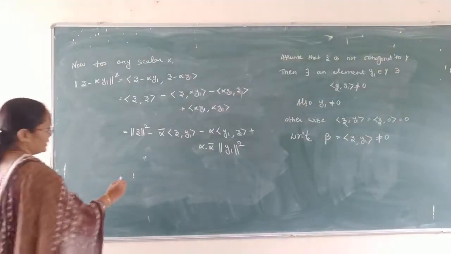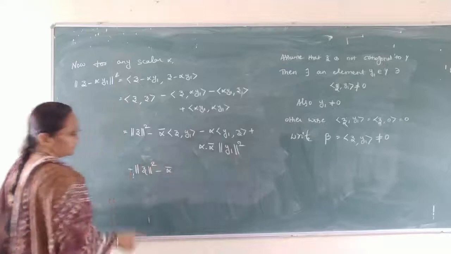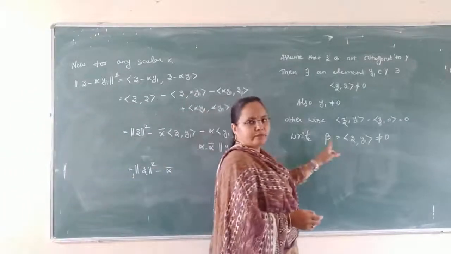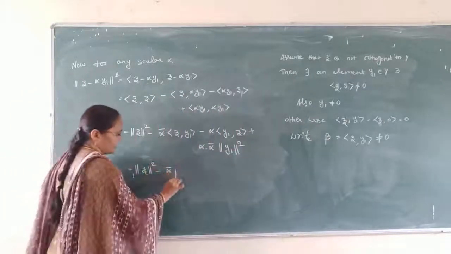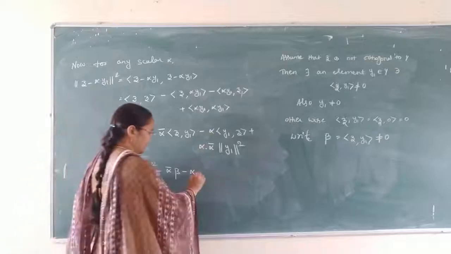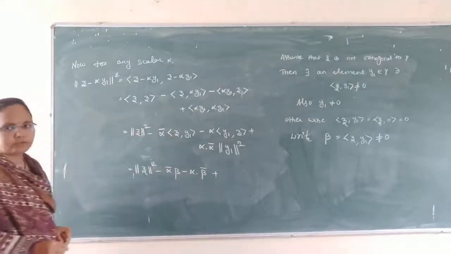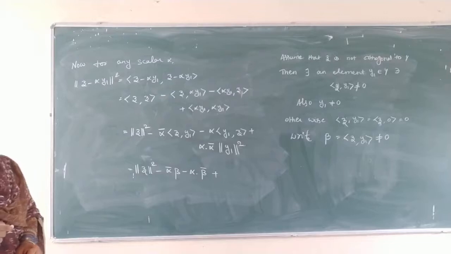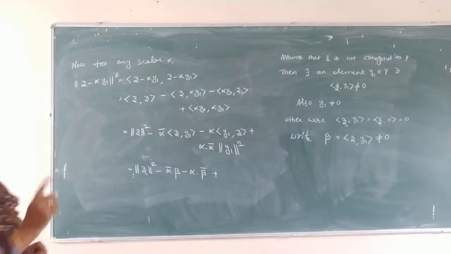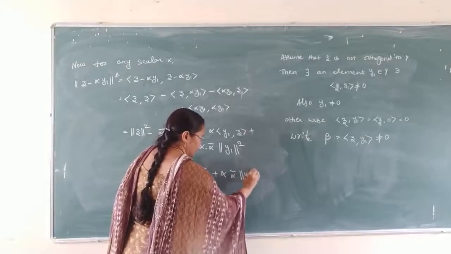Next we have to write the values. Norm Z square minus alpha bar into inner product Z comma y1, whose value we already took, that is equal to beta. Substitute here alpha bar into beta, minus alpha into inner product y1 comma Z, nothing but beta bar, plus here alpha into alpha bar, write it as it is, alpha into alpha bar into norm y1 square.